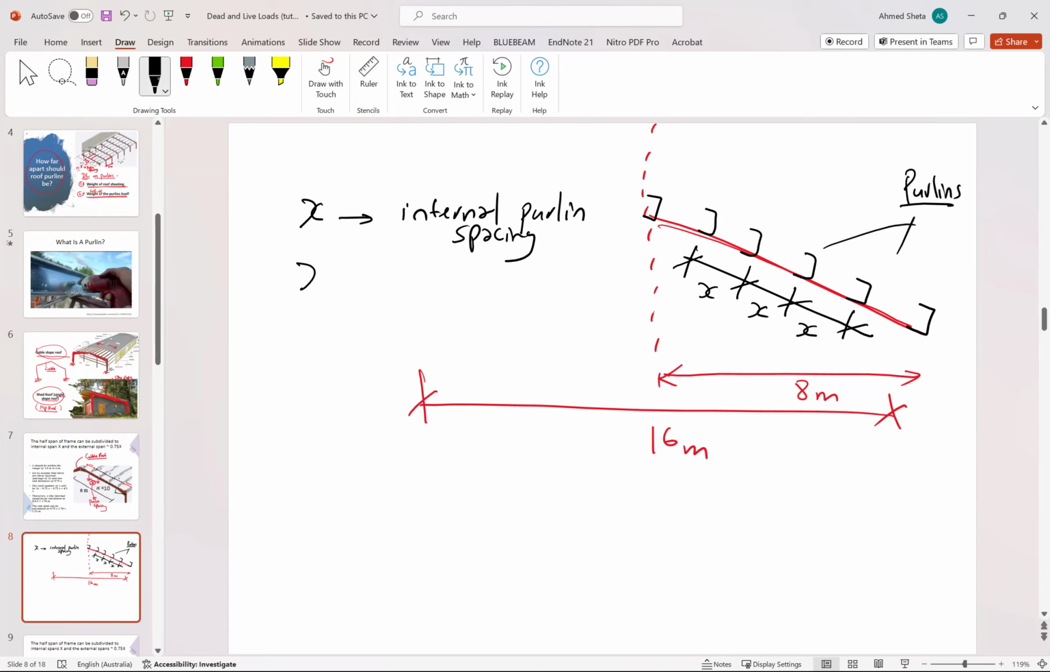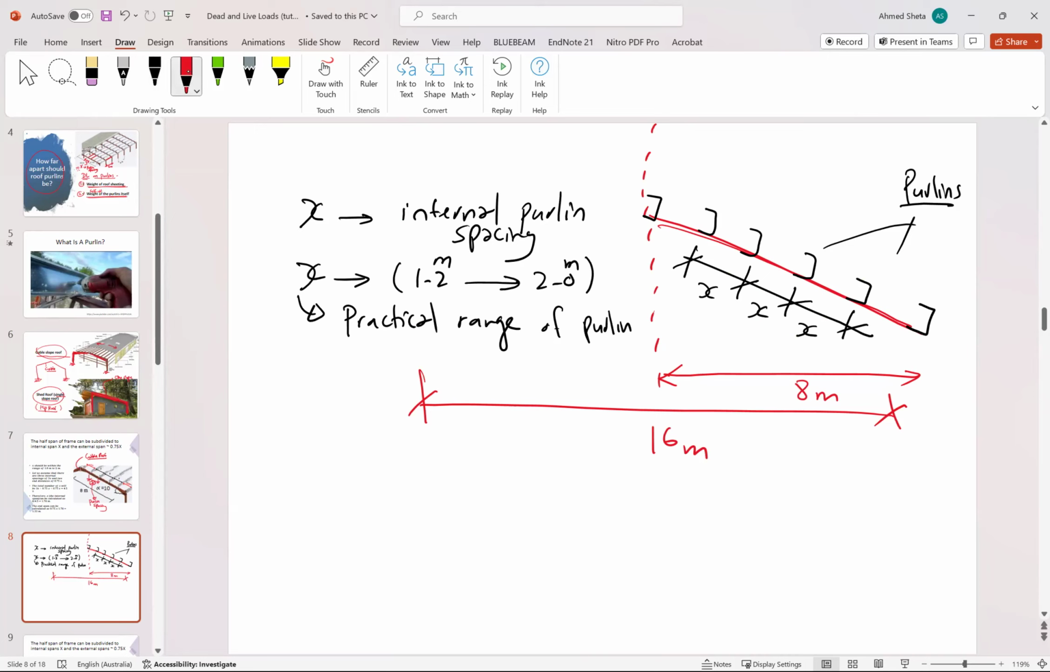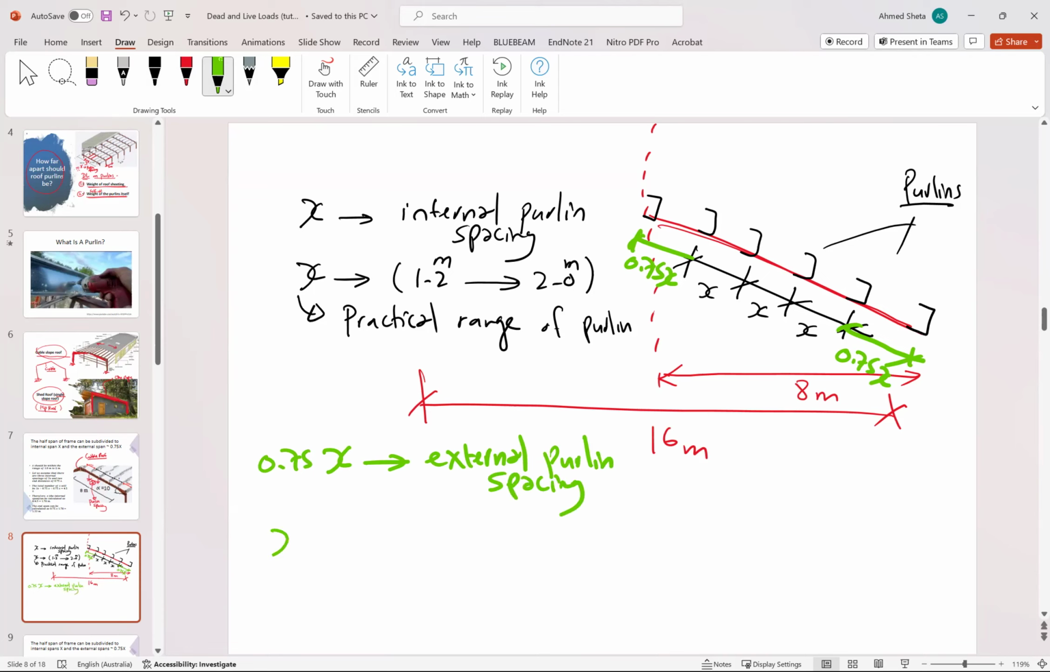spacing. This internal purlin spacing will be in the range from 1.2 meter to 2 meter. This is from practice, a practical range of purlin spacing. At the edges, we will reduce this range to be 0.75x. So we have another term, 0.75x or external purlin spacing. The external purlin spacing, based on 0.75 times 1.2 and 0.75 times 2 meter, will be almost 1 meter to 1.5 meter.